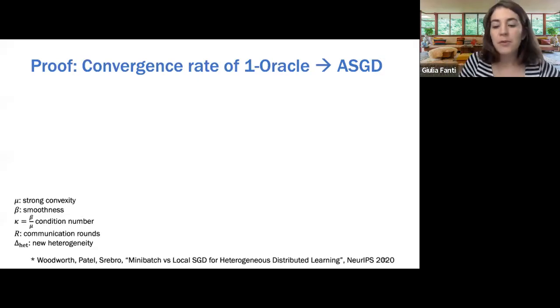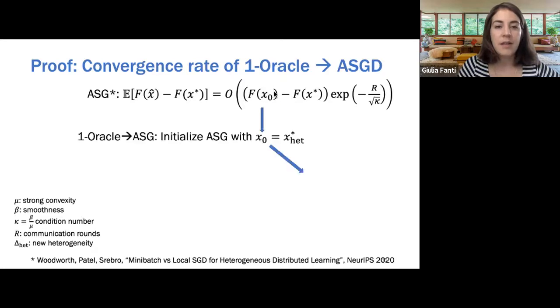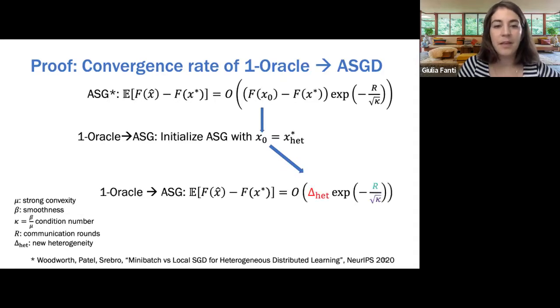But the proof here is effectively identical to what we talked about earlier. We have our known convergence rate for accelerated stochastic gradient descent from prior work. All we're doing is taking this initial point, x naught, and initializing it with x het star, which is the best of the local optima. And this is exactly the definition of our new heterogeneity definition that I mentioned.